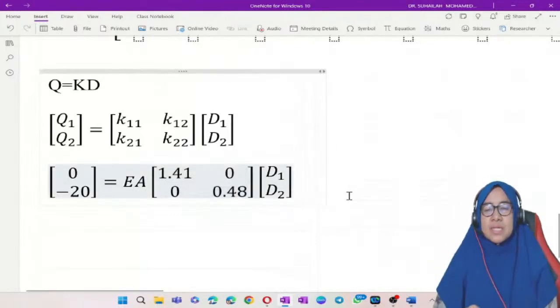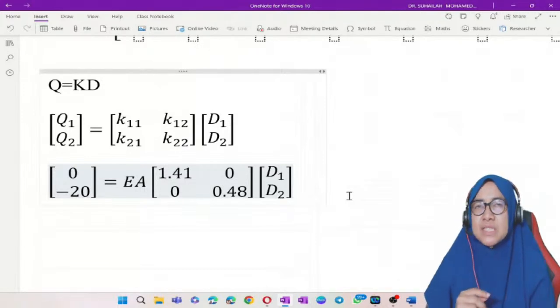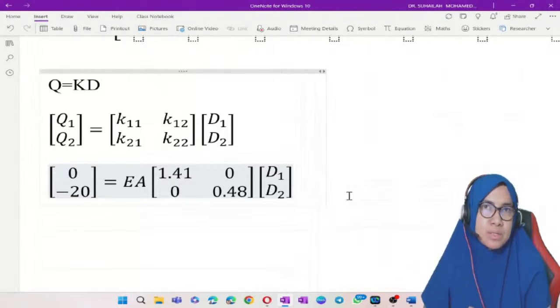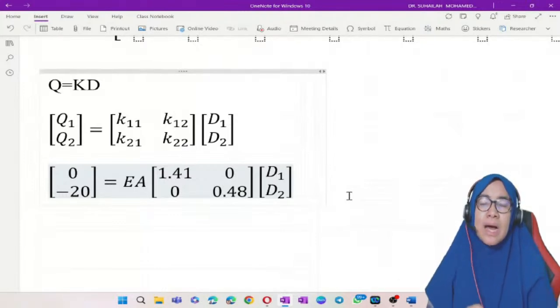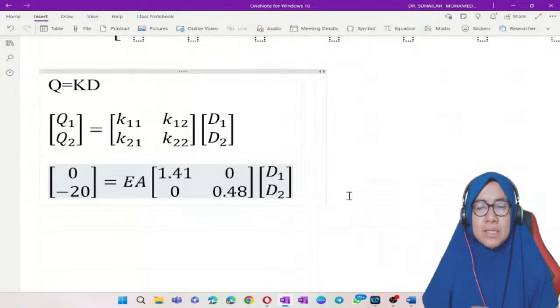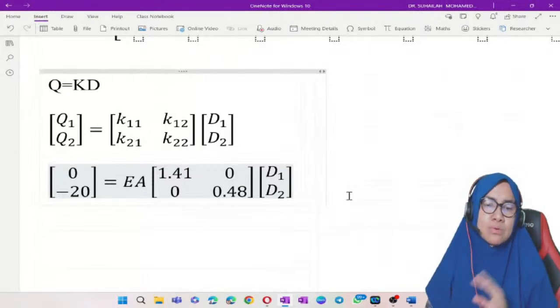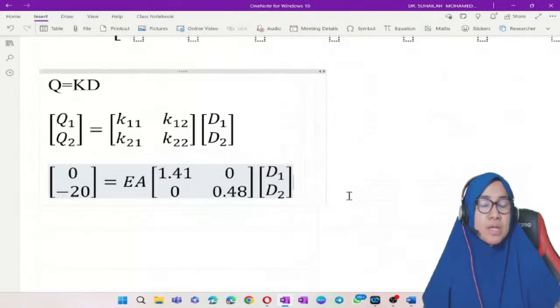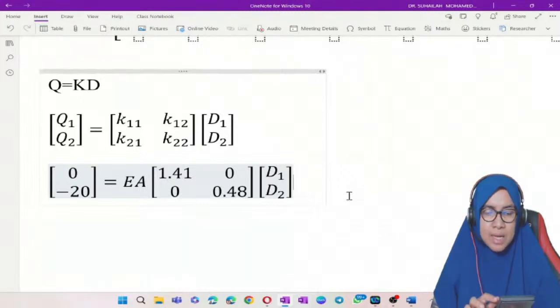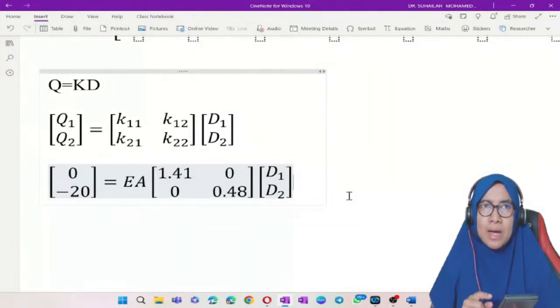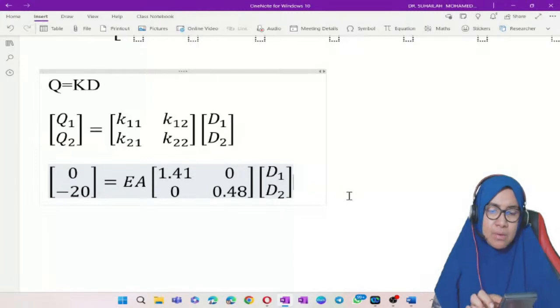Okay, so this is the stiffness equation corresponding to the unconstrained degree of freedom system only. So it only has 2 by 2 for the stiffness matrix, because we only consider the unconstrained system. So from this, we should continue to solve D1 and D2 using simultaneous equations. Just use a calculator to find D1 and D2.